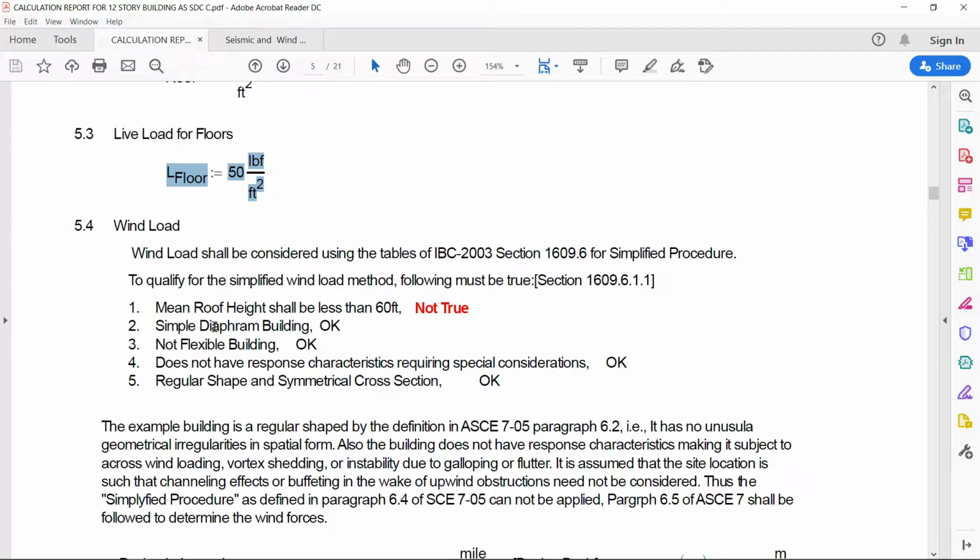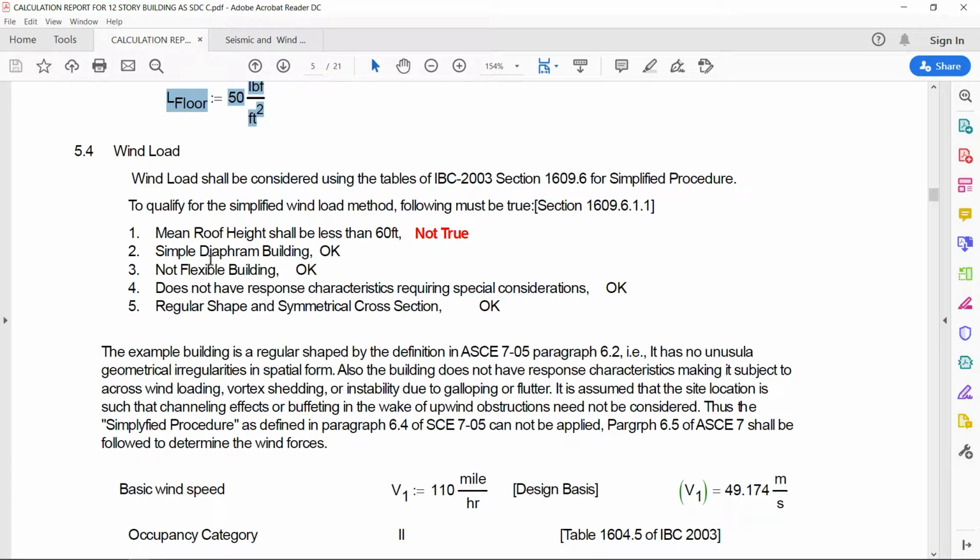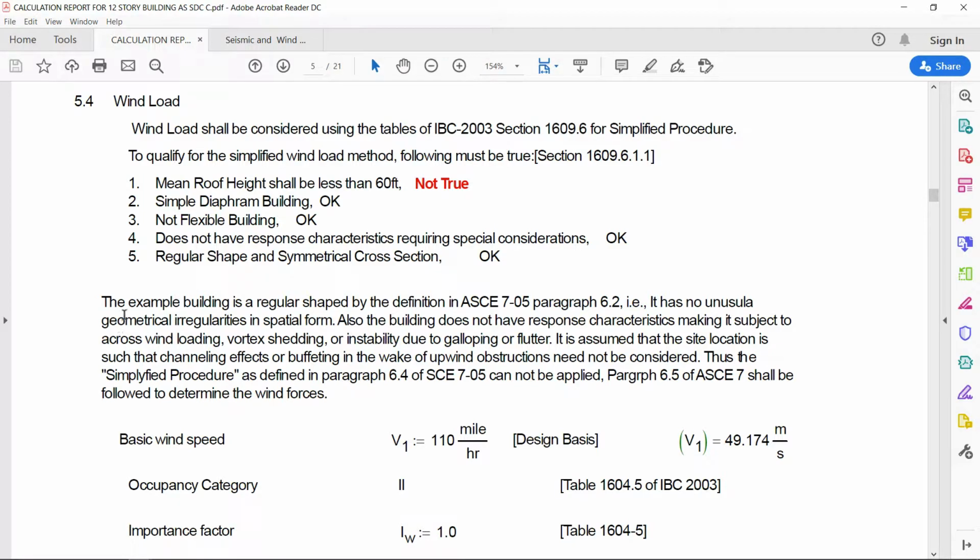Then I tried to define the wind load. First I checked whether the simplified wind load procedure can be applied or not. The simplified procedure cannot be applied because the height of the building is more than 60 feet. This is not true, so the first procedure, which is the simplified procedure, cannot be applied. So what I have to do is go to the second procedure. We have to follow ASCE 7-05 paragraph 6.2. No unusual geometric irregularities are there.